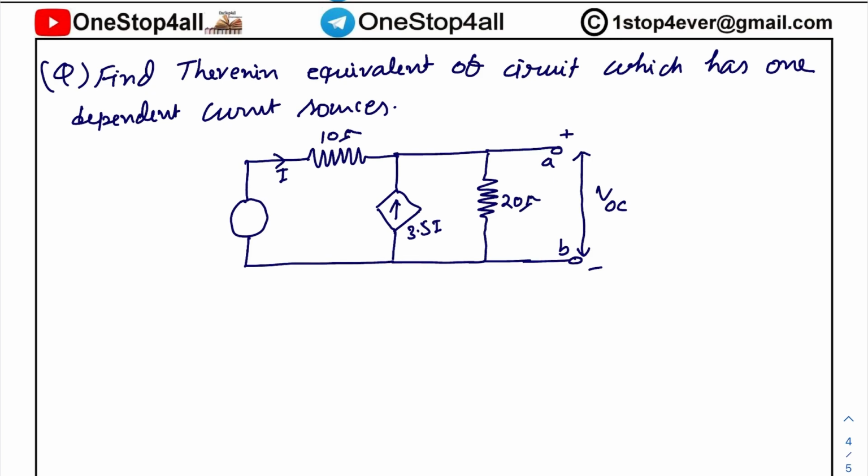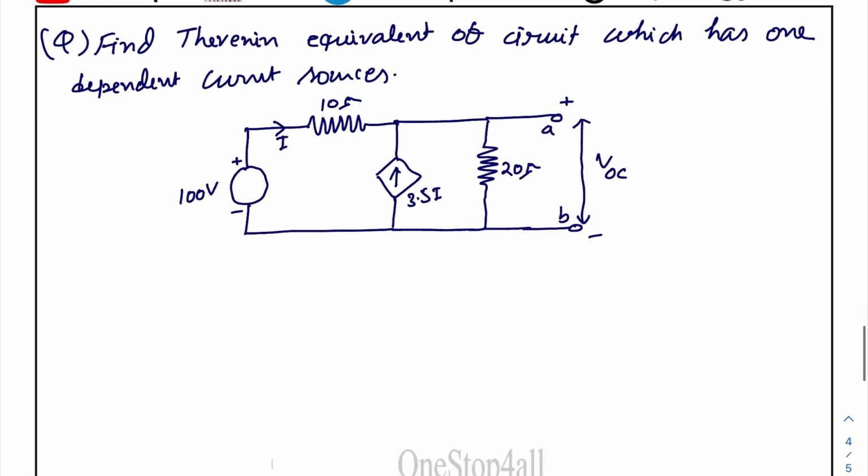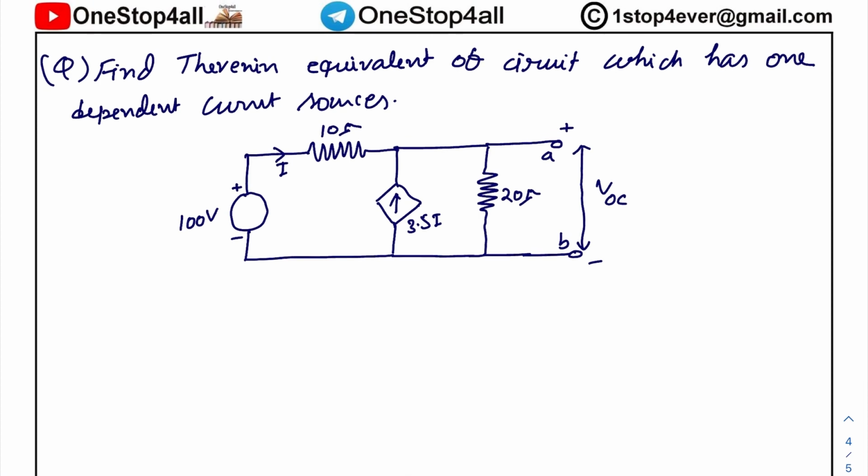So this 3.5 into I depends on the current I, meaning a parameter of the other branch. So this current source is a current dependent current source, because it depends on the current of the other branch, and this is your voltage source of 100 volt. This is a DC circuit, everything is in DC. Okay, so to solve this question we will proceed step by step. Step 1, what do we need to find? VTH, or we can find VOC. How to find VTH or VOC?